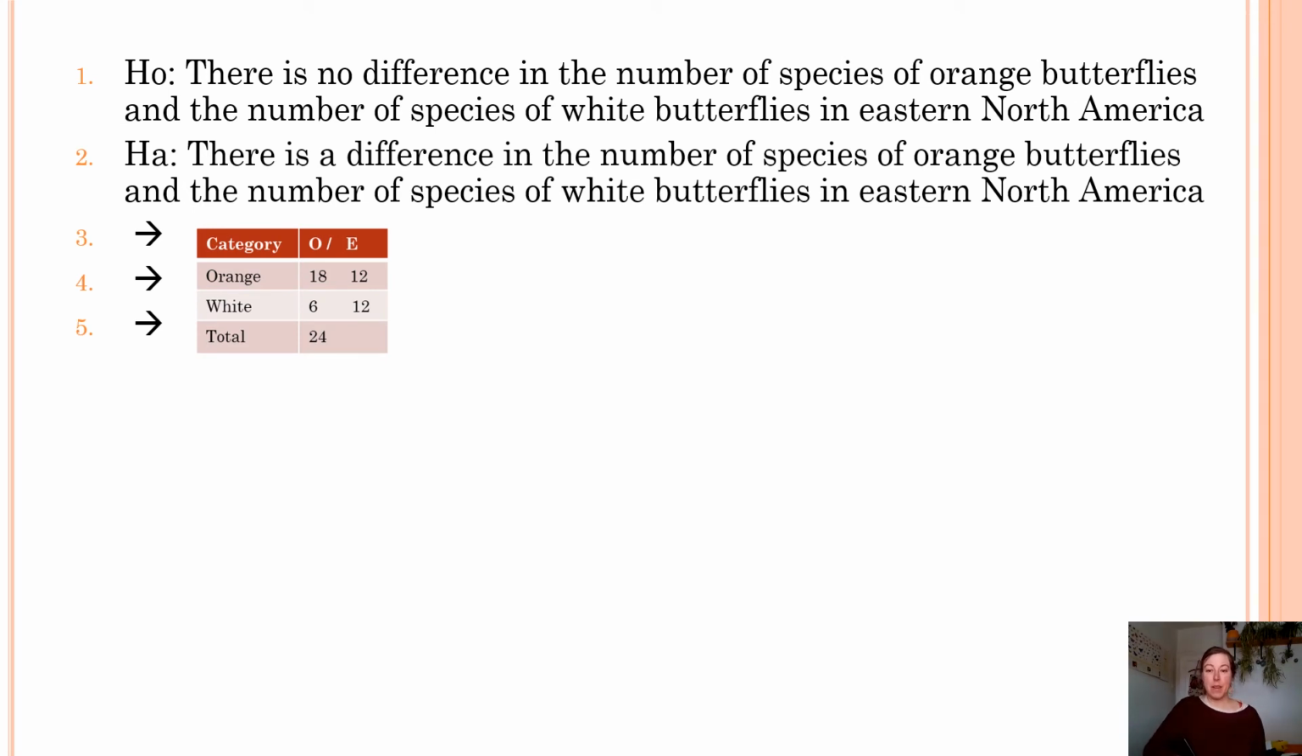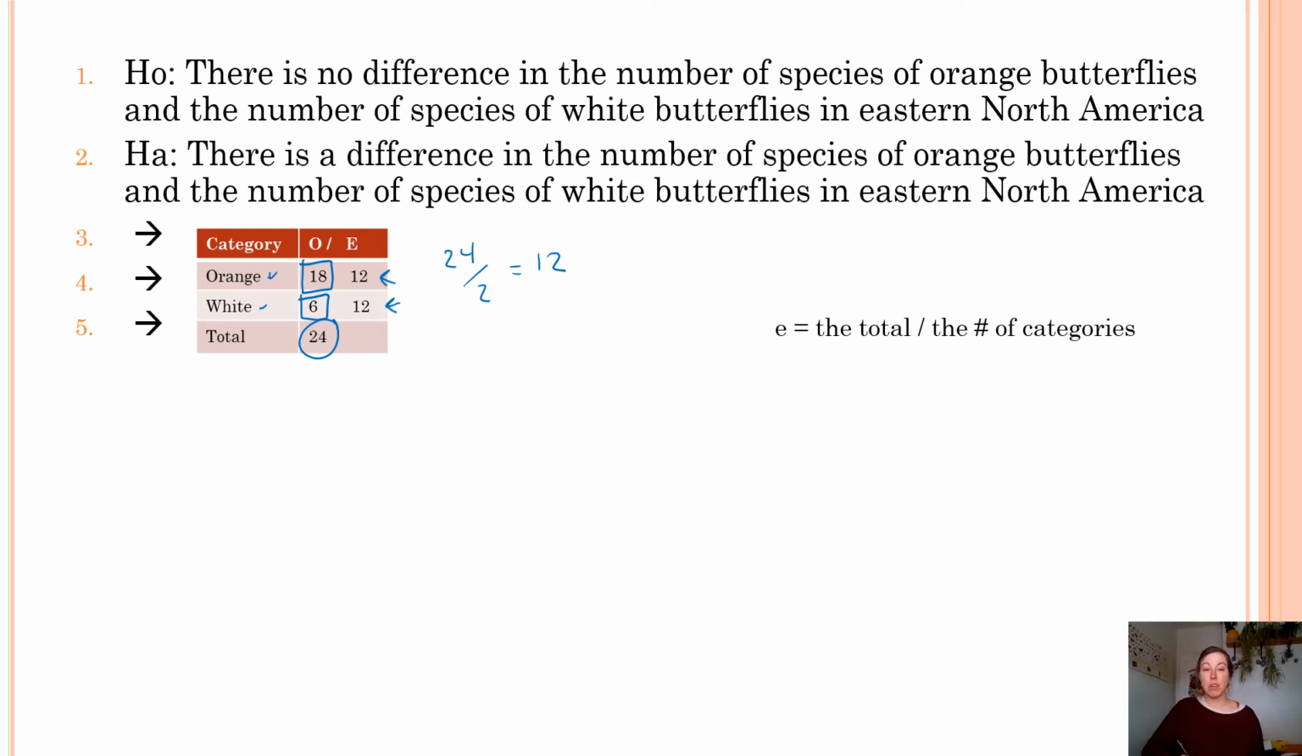So we had 18 orange butterflies and 6 white, which gives us a total of 24. Now you remember, our expected is the total divided by the number of categories. So we have 2 categories, orange and white. So 24 divided by 2 equals 12. So that's why we have these 2 expected values.